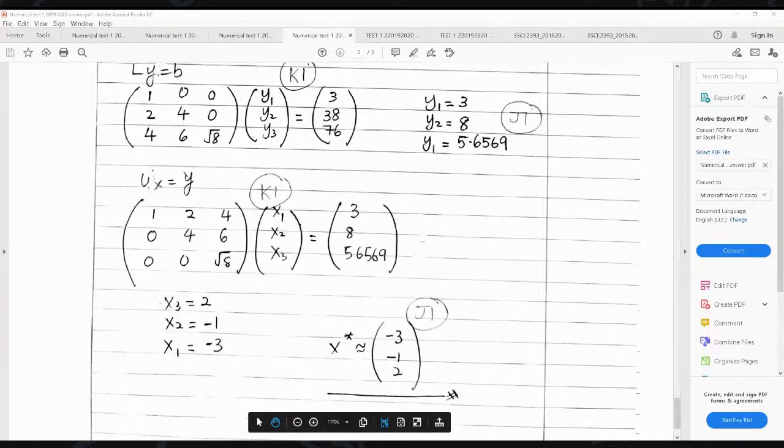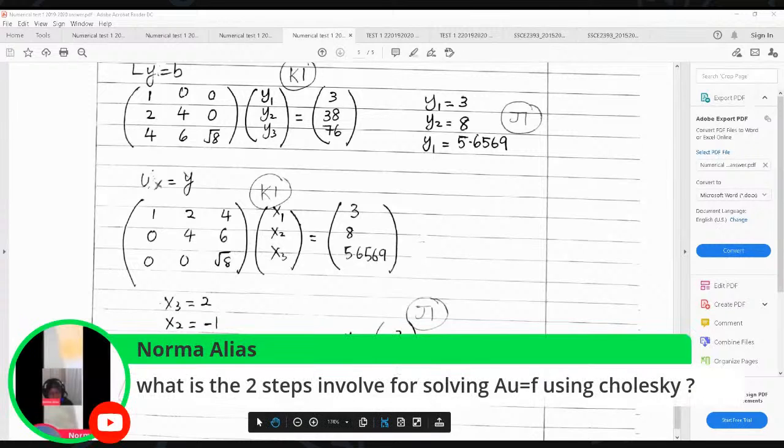what are the 2 steps involved for solving Au equal to F using Cholesky? Okay, what are the 2 steps? The first step is find L w equal to F. The second step is L transpose x equal to w. All right, so these are the 2 steps.